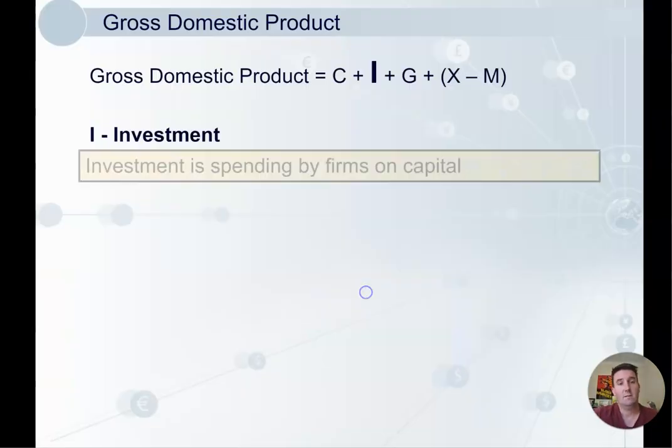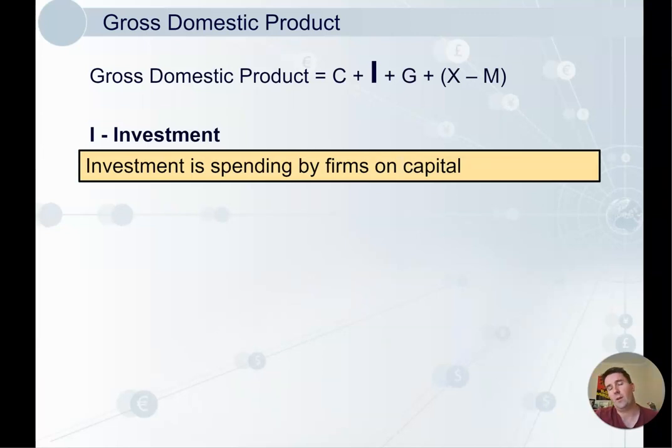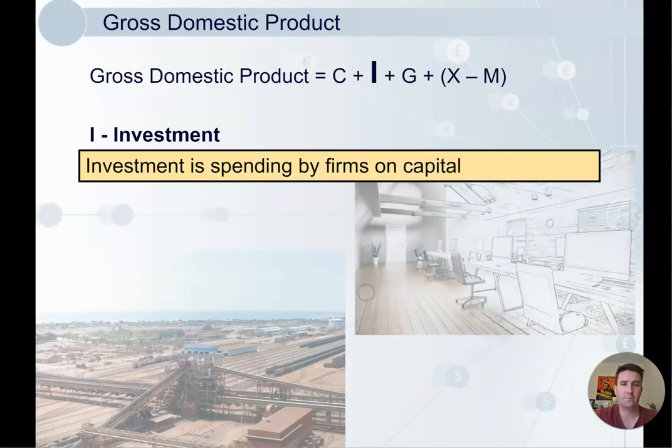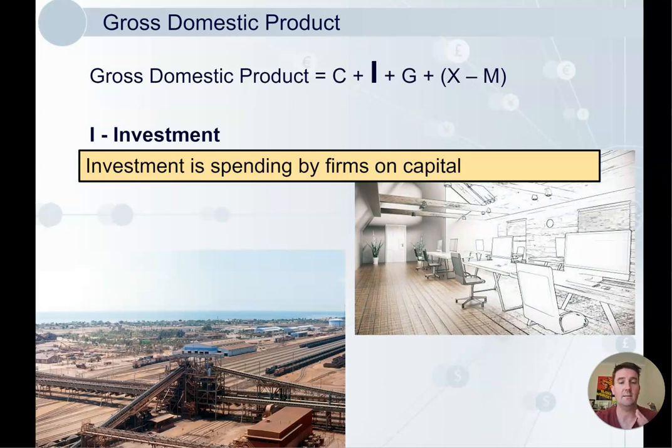Investment. Investment is spending by firms on capital. So when a mining firm builds a railway to get their coal out to the ports, that's investment spending. When a firm redoes their office, that's investment spending. So spending by firms on capital is part of GDP.